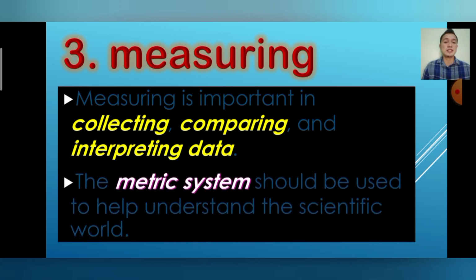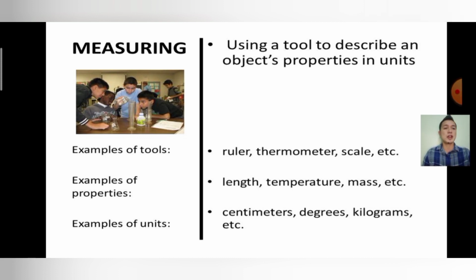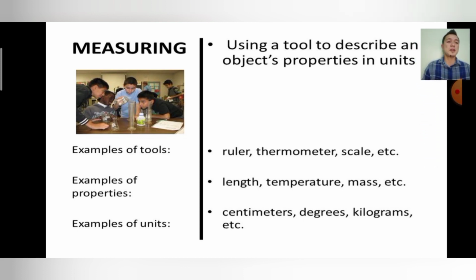The metric system should be used to help understand the scientific world. The word metric comes from measure. So measuring is using a tool to describe an object's properties in units. Examples of tools, we have ruler, thermometer, scale, etc. Examples of properties, we have length, temperature, mass, etc. And examples of units, we have centimeters, degrees, kilograms, etc.